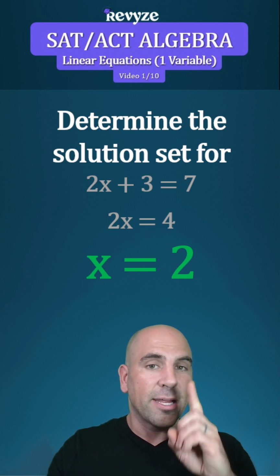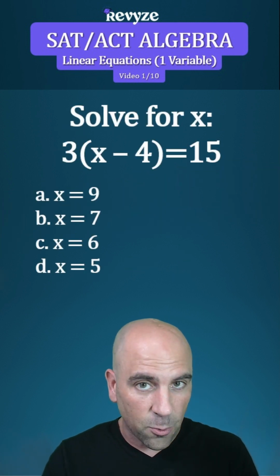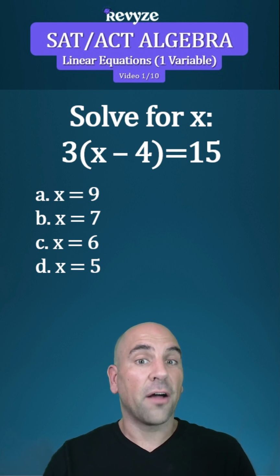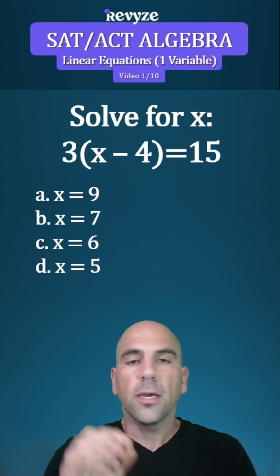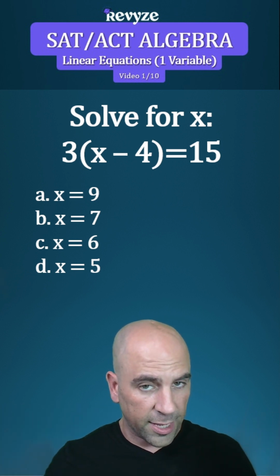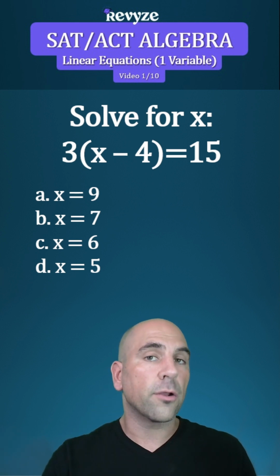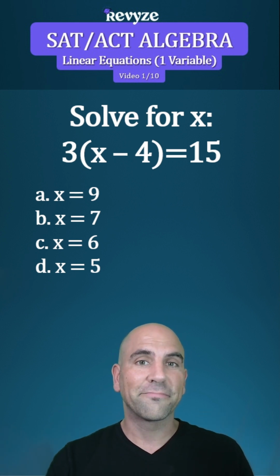All right, now let's do an official SAT practice question. Here it is. Solve for x: 3 times the quantity x minus 4 equals 15. Now, you have 4 choices, just like you will on the SAT. And if you need a little time to finish this, go ahead and pause the video right now and test yourself.